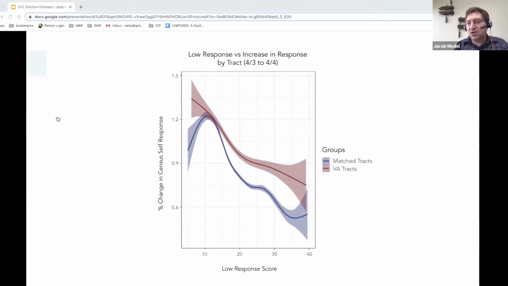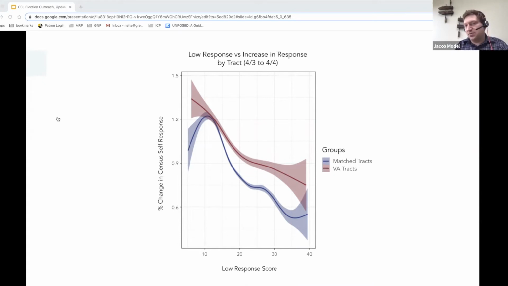And what was really encouraging to us is not only were we able to increase census response rates by messaging out to the Virginia voter file, but that gap is largest as you move to the right, so these so-called hard to count tracts.